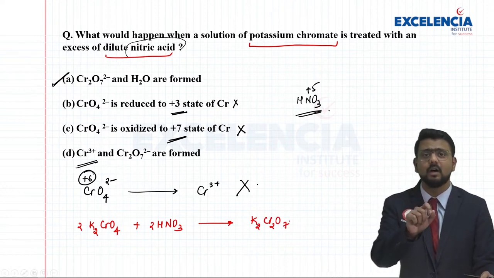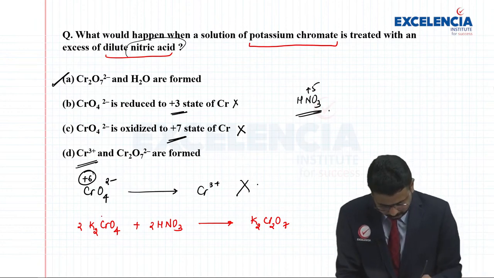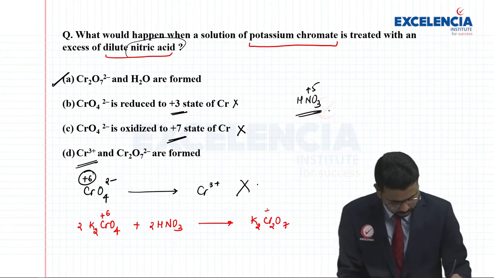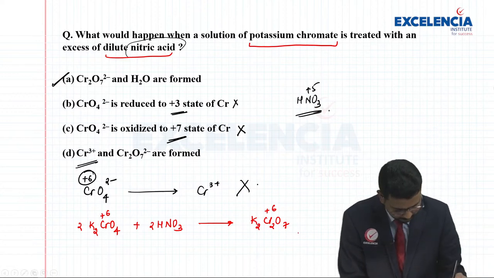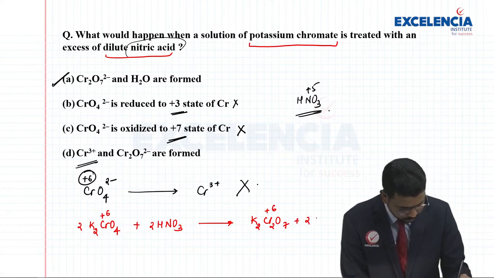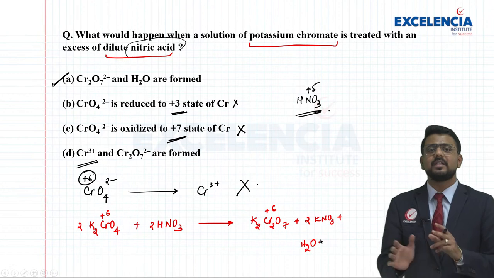Now, if you notice here, in this case, there is no change in oxidation number. Here oxidation state is +6. Here also it is +6. So potassium chromate changes to potassium dichromate, along with formation of KNO3 plus H2O, right? So it is basically just the rearrangement.